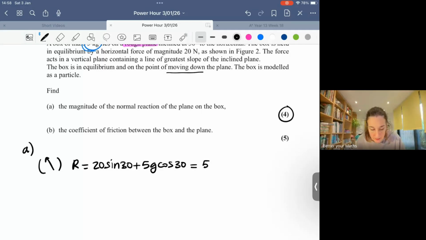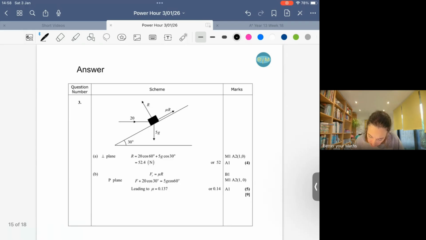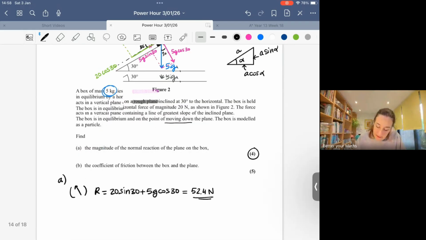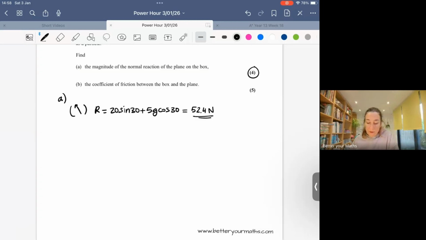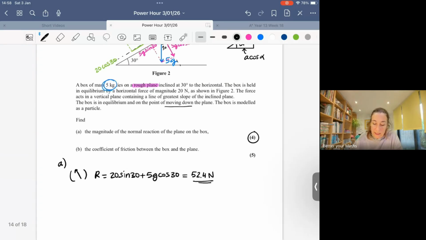I don't want to keep you much over the time. 52.4 newtons to 3 significant figures. Let me check the answer. Yeah. 52.4 newtons to 3 significant figures.